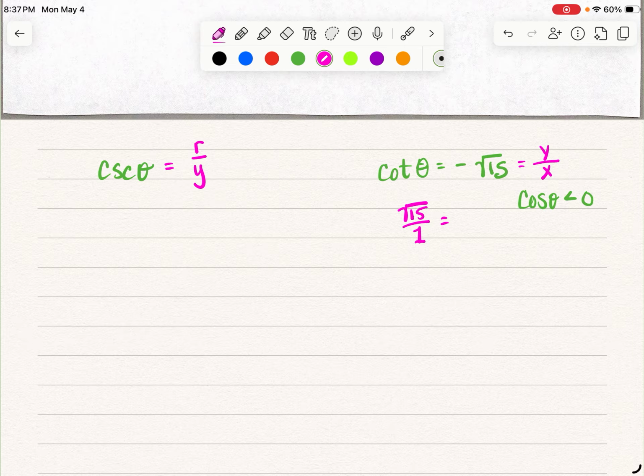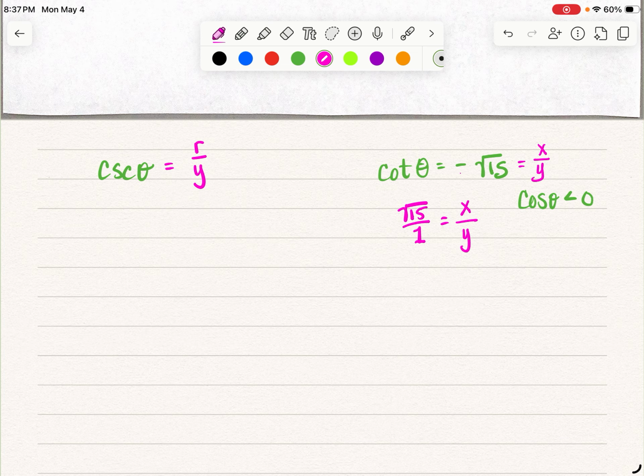Oh, no, it's X over Y, y'all. Listen, my brain's fried. It is 8:30, and I'm ready for bed. It's X over Y, guys, not Y over X. It's cotangent, not tangent. So that means the square root of 15 is X, and Y is 1.